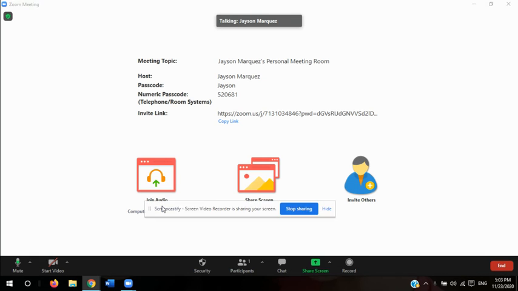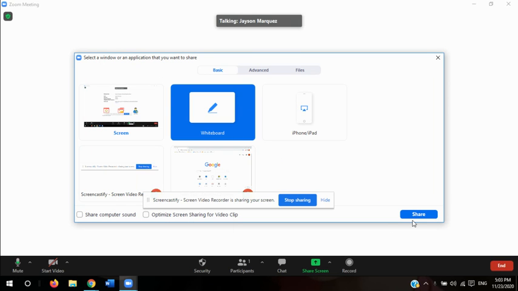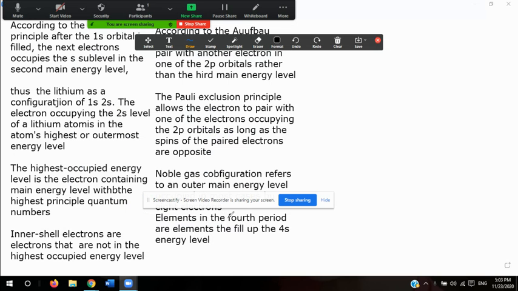All right, ladies and gentlemen, so today's chemistry class. Let's go over some of the concepts that were discussed in class today. I'm going to begin sharing my whiteboard here. And what we're going to do is continue to discuss electron configuration.